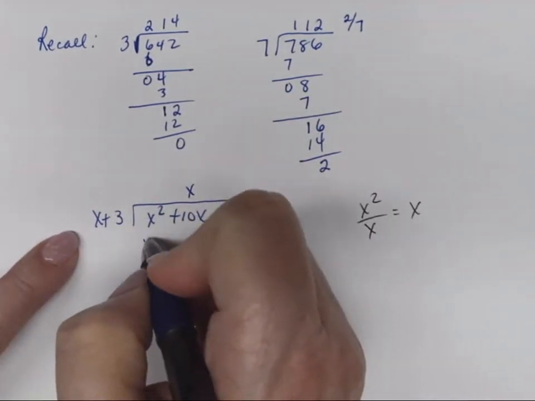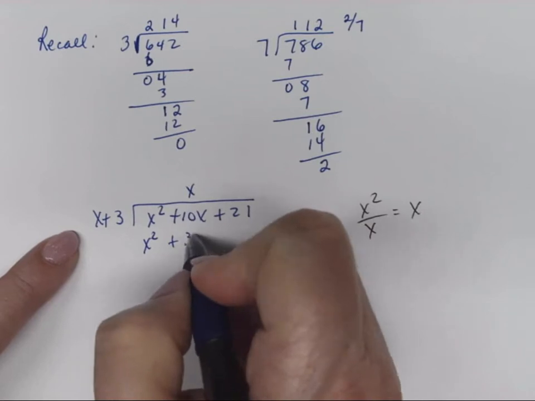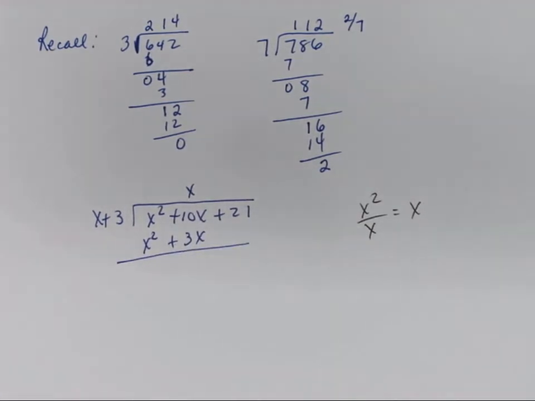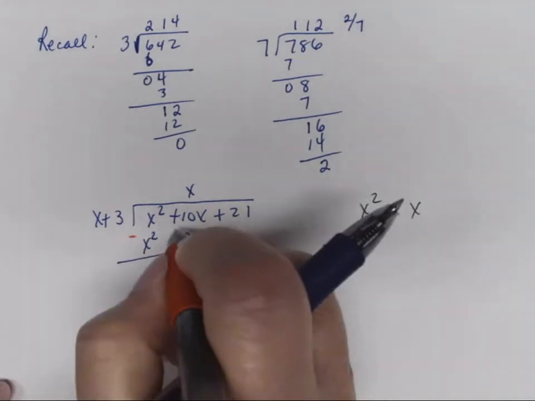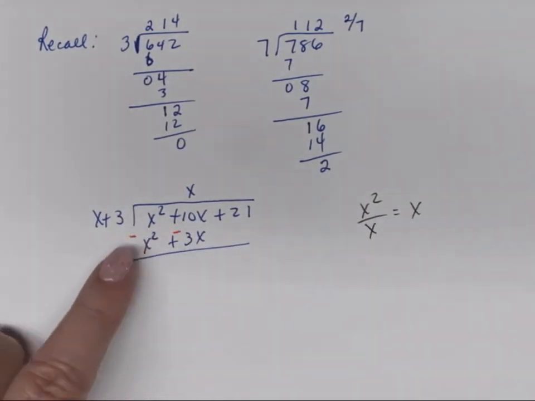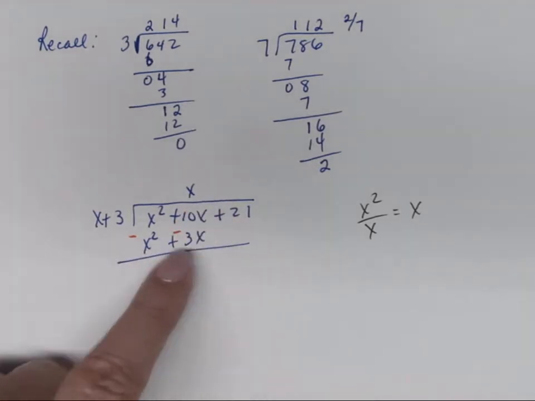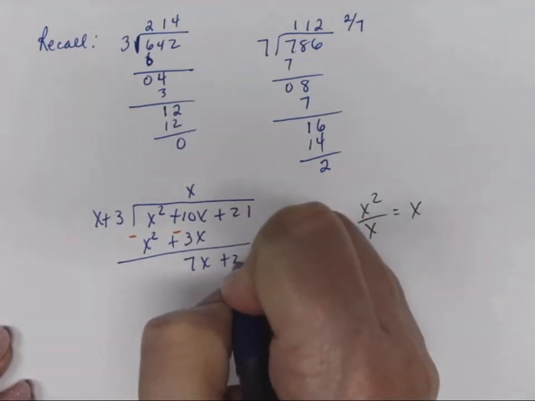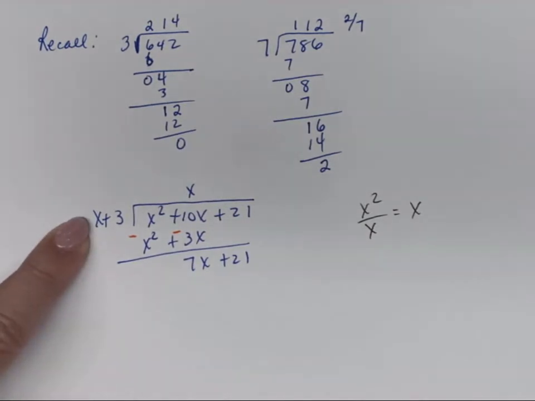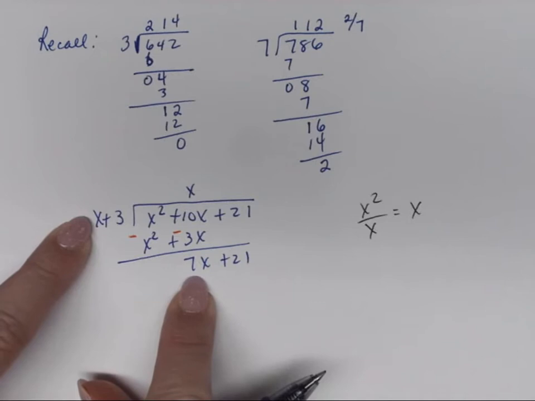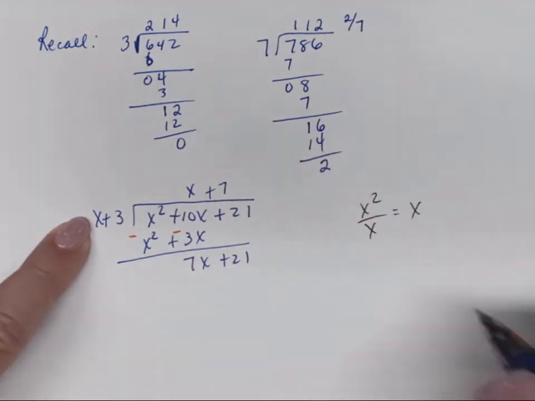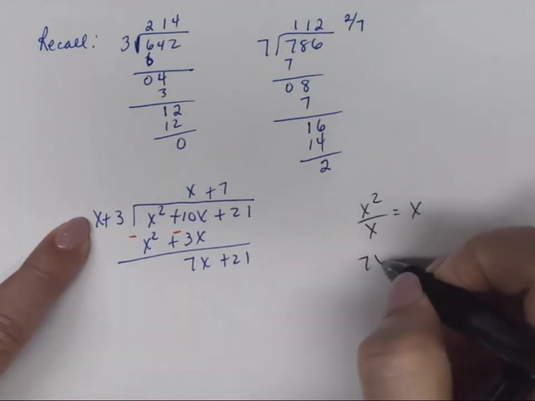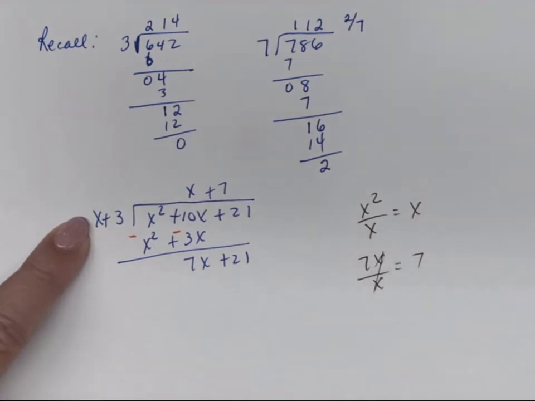So x times x would get us x squared. x times 3 would get us 3x. We draw the line, but in order to do this and make sure you don't mess up, because it's not the numbers where we knew we were subtracting, we're going to change both signs. So x squared minus x squared will cancel. 10x minus 3x will get us 7x plus 21. So what do I need to multiply x by to get to 7x, or 7x divided by x will leave us with 7. So we're going to have a plus 7.